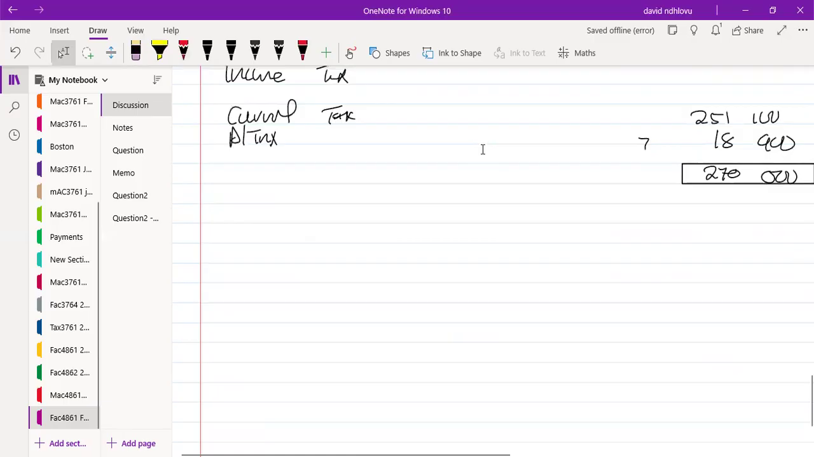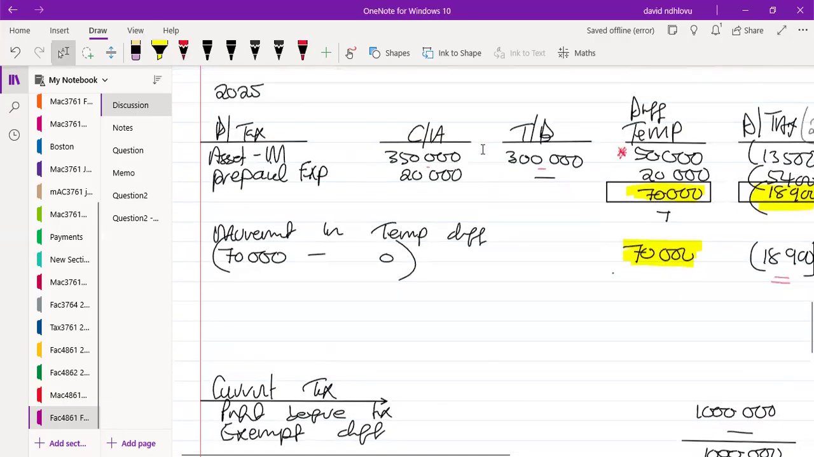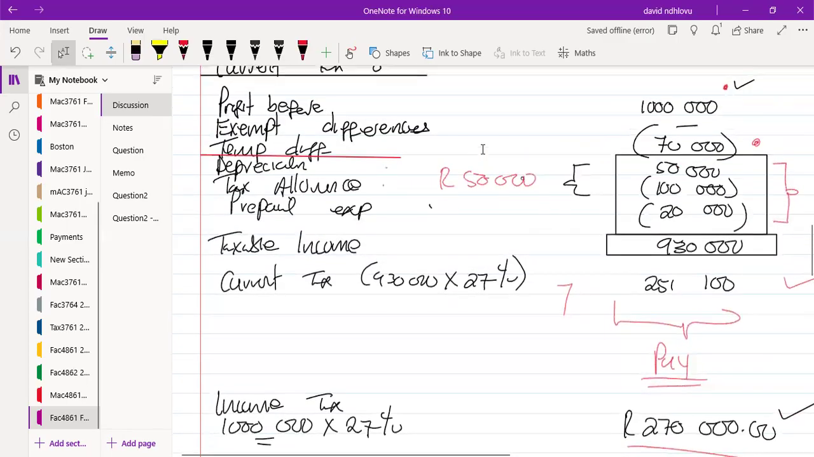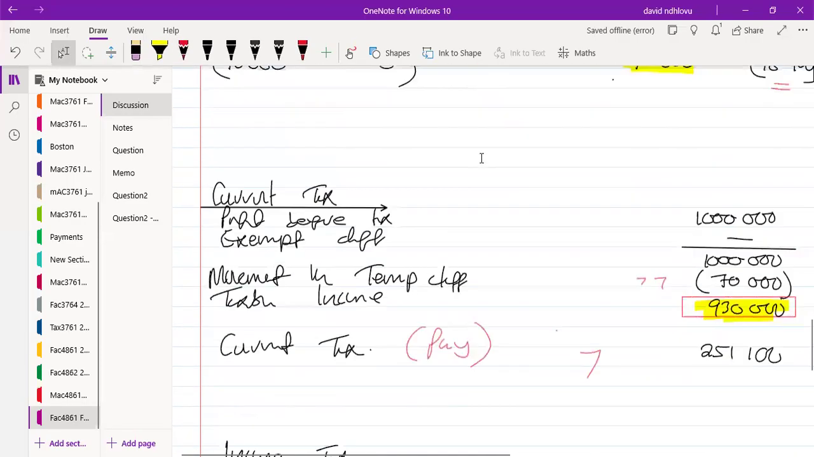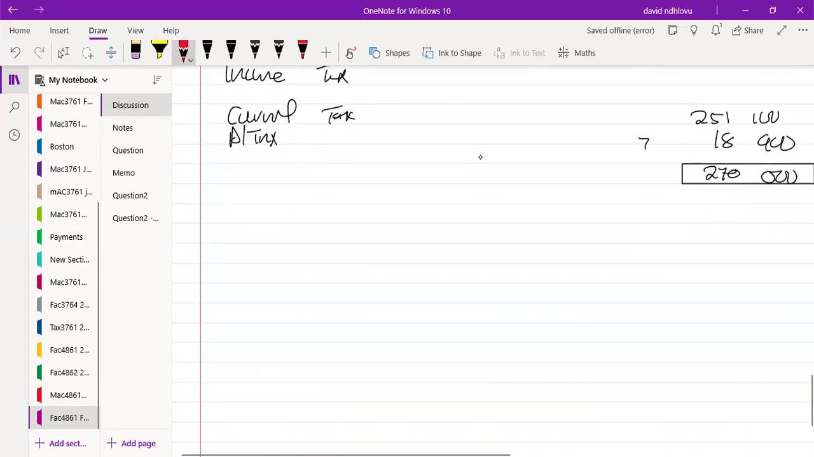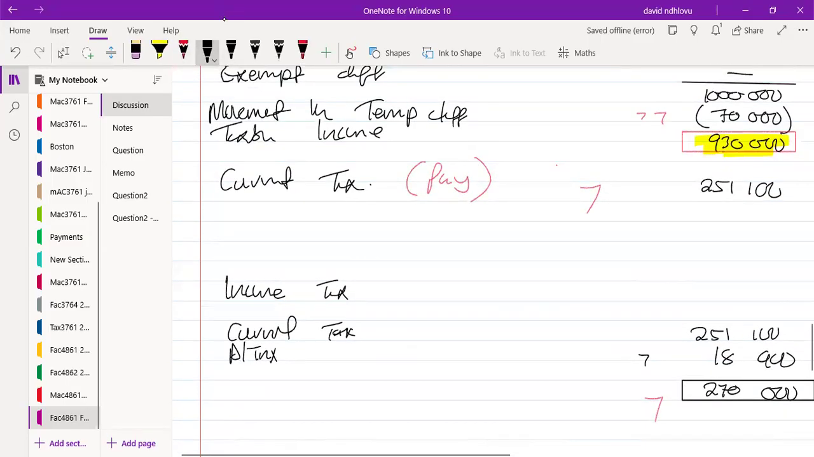Right, so this is how we are supposed to calculate our deferred tax. And you can see that at the end of the day, this calculation here, which we did this way, will come out exactly the same if you calculate this way. We end up with 270. And this here is what we call the tax rate reconciliation.